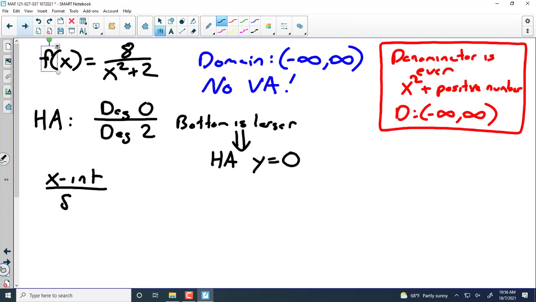Set the top equal to 0, and then stare at that for 3 hours and wonder what to do. The question is this: at what point in the universe does the number 8 equal the number 0? Never happens. The top of this will never be 0, therefore this thing will never be 0. So, since this never happens, we have no x-intercept. We're used to that. We've seen a couple that have no x-intercept, so we can handle that.